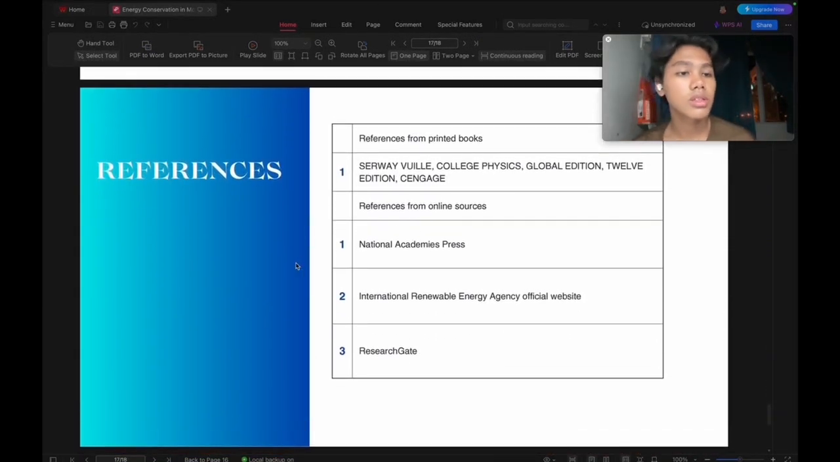So, the references for our presentation: from printed books, we use our college physics book, the global edition, which is the 12th edition. For references from online sources, we use websites such as National Academies Press, the International Renewable Energy Agency official website, and ResearchGate.